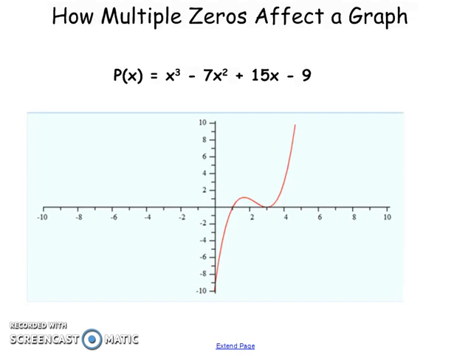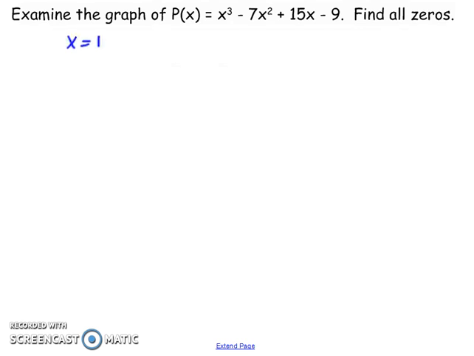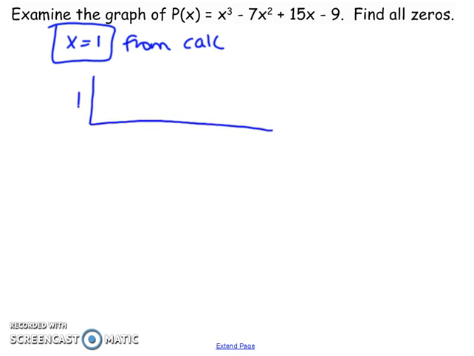So if we look at this, here's our function, here's our graph. It's crossing at two places, here and here. So we can use one of the zeros. Let's just use 1. So x equals 1, and we got that from the calculator, or the graph. So use 1 for synthetic division.